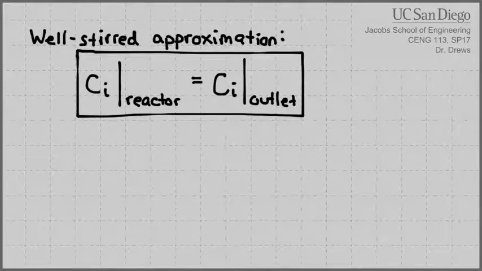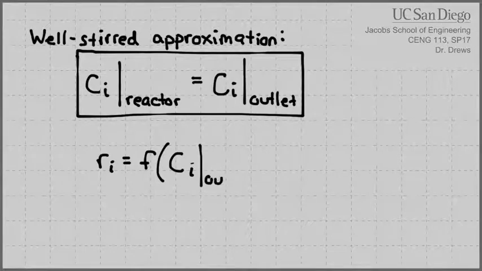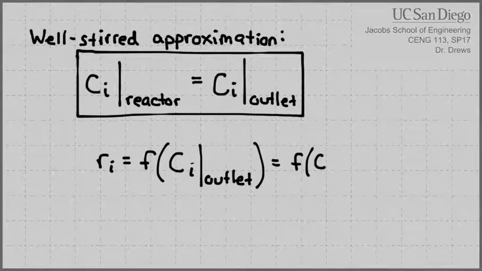So this well-stirred approximation lets us relate what's going on inside the reactor to what we can measure, which is what's coming out of the reactor. So when you see a rate law such as R sub I, this is going to be a function of C sub I at the outlet, which means that we write it in the normal way, which is some function of C sub I. Previously, we've never bothered with the distinction between the concentration of species I inside the reactor and the species I coming out of the reactor.